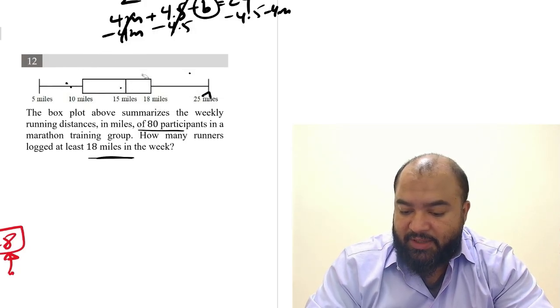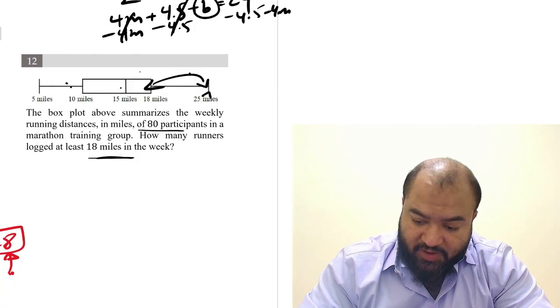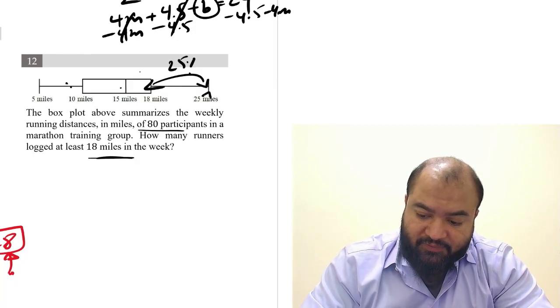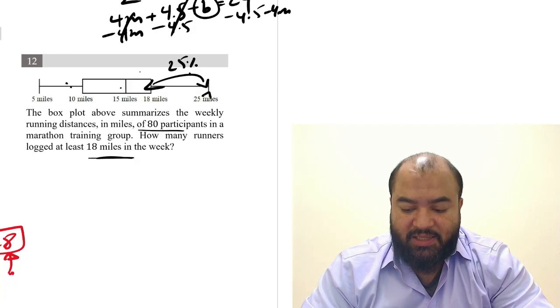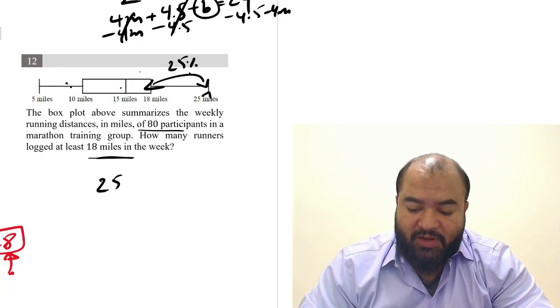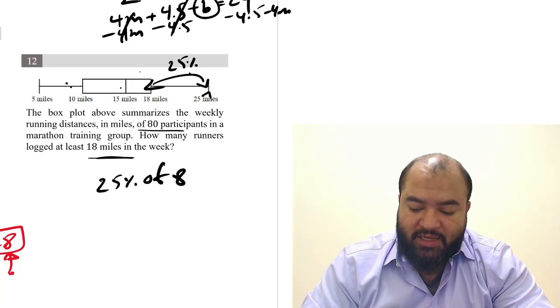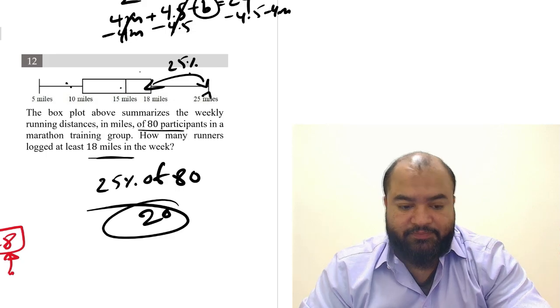So let me just clear it up again. So from 18 to 25 miles, this is 25% of the participants who did this. So just find 25% of 80, which is 20.